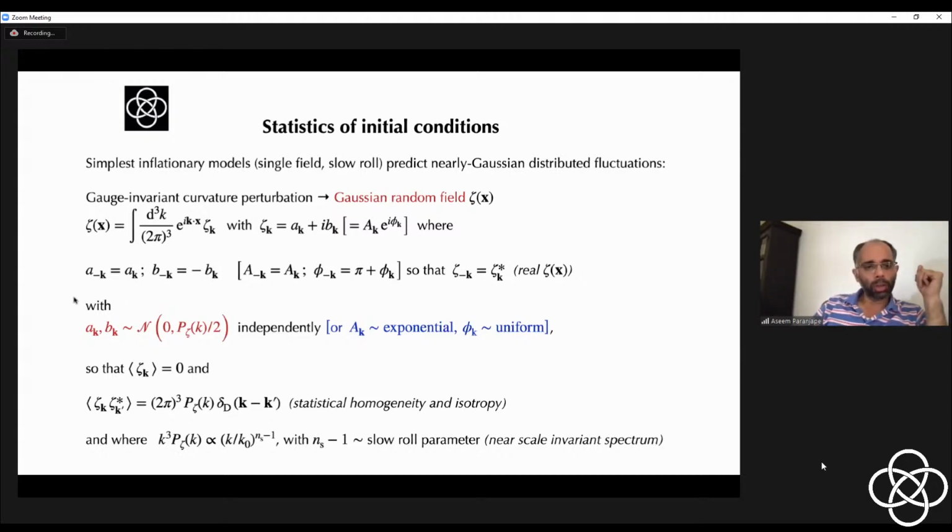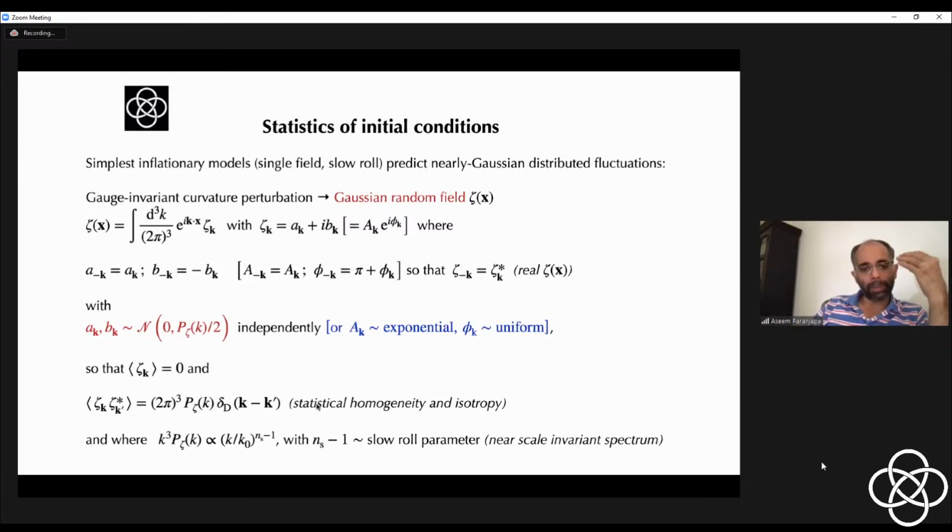Okay. So if this structure is satisfied, then you can show that given this AK and BK, or this capital A and phi, the zeta that I construct out of it will obey the following relations. The expectation value of zeta will be 0 simply because I have chosen a Gaussian random field with 0 mean. And the 2-point function of zeta, which is the expectation value of zeta multiplied by the complex conjugate of zeta evaluated at 2 different k's, will have this particular structure where this P zeta of k is the same function that I wrote down here. And there is a Dirac delta in k and k prime, which arises because of statistical homogeneity.